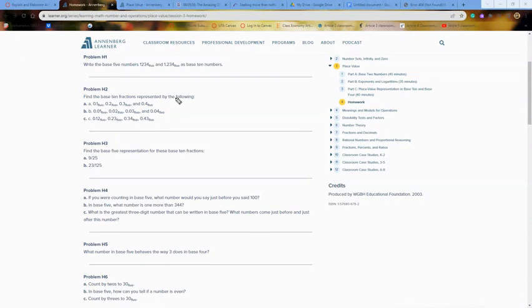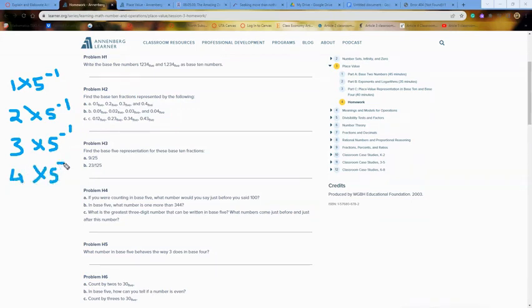So to make it easy, we know that these are all going to be in the tens place. Just like when I did here, this is going to be 1 times 5 to the negative first power. This will be 2 times 5 to the negative first power, 3 times 5 to the negative first power, and 4 times 5 to the negative first power. If we remember what 5 to the negative first power is, that's going to be 1/5. Okay, that's going to be a fraction. So basically we're multiplying each of these by 1/5.